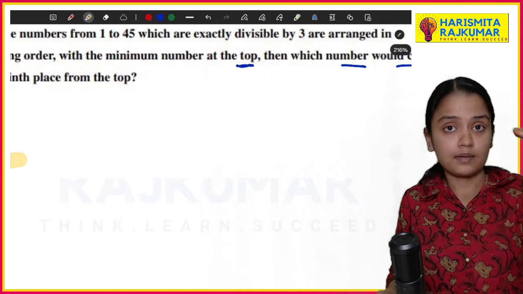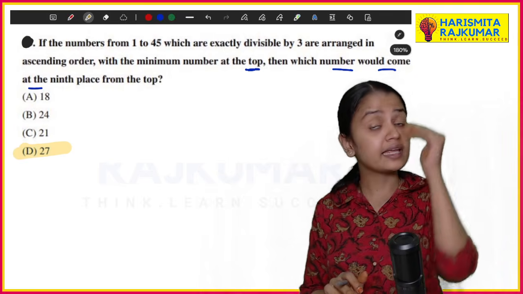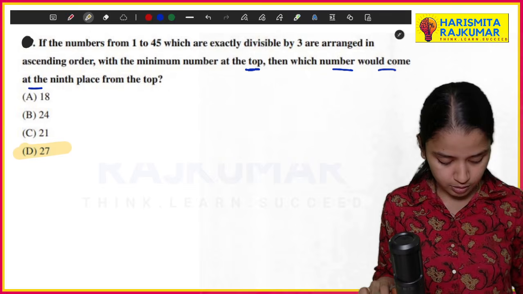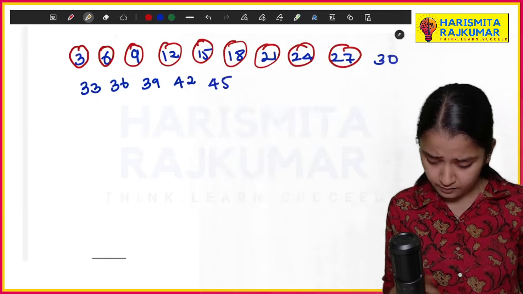Why is your ninth number 27? Because your first number, the minimum number, is at your top. Okay, the 3 is first. That's why we are counting from 3. Okay, I hope you understood this. Now let us go to another question.